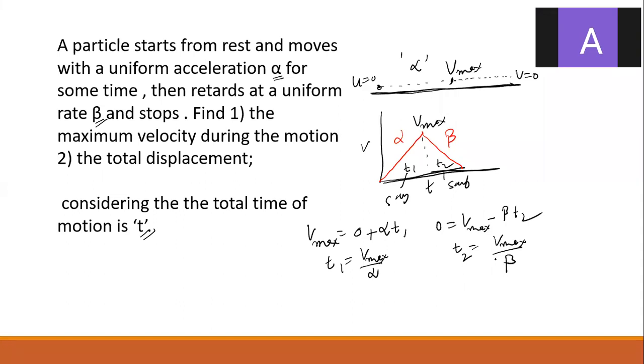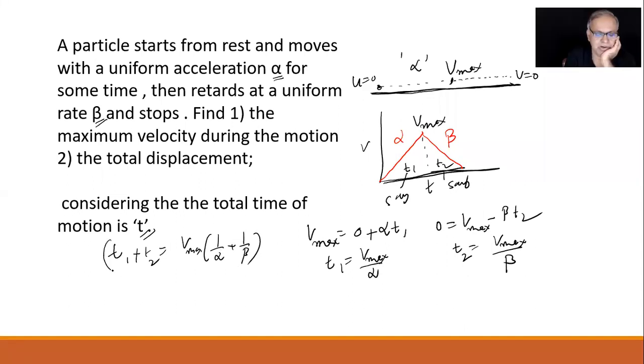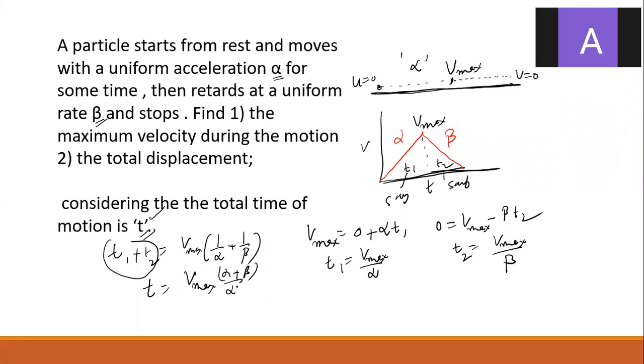Beta. So T1 plus T2 is V max into 1 by alpha plus 1 by beta. But this, according to the whole question, is the total time. So T is V max into what will I get? Alpha plus beta by alpha beta. So V max will be what? Alpha beta T by alpha plus beta.